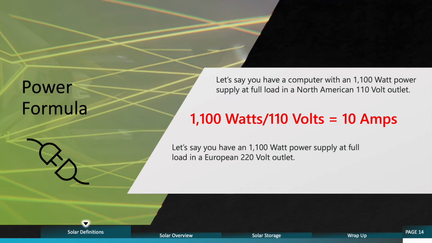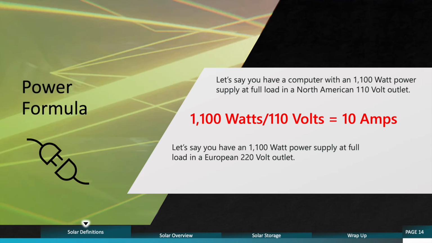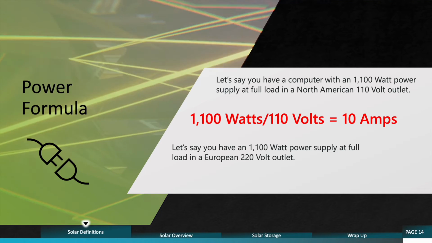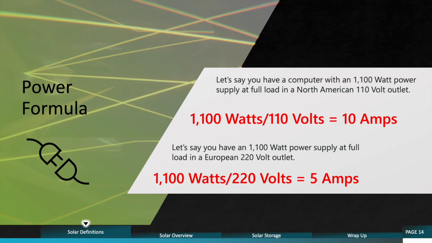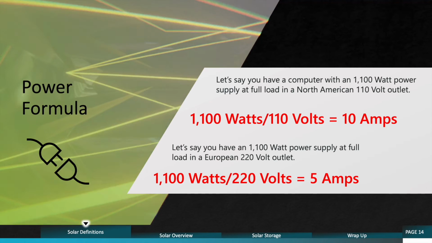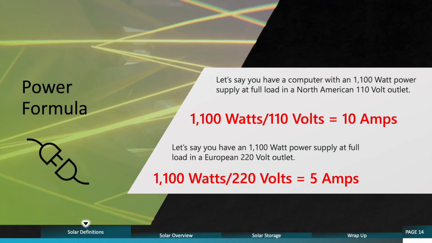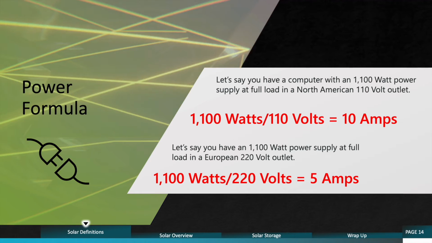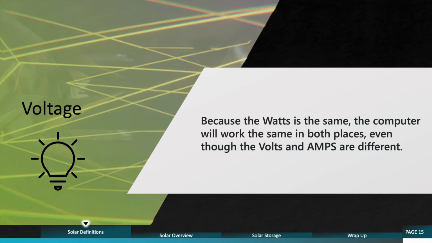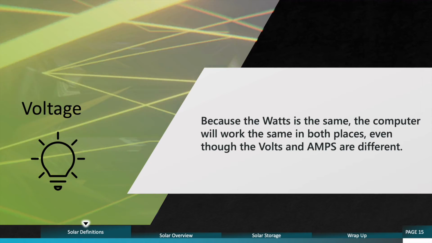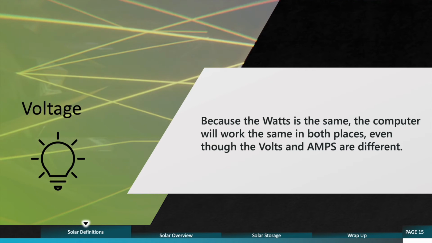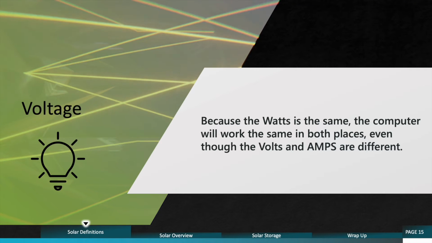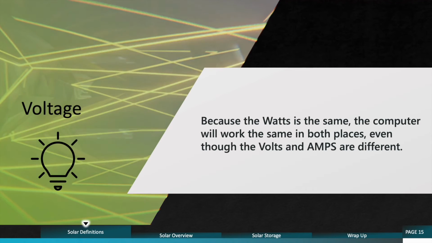Now, let's say we take that same computer, with the same wattage supply, but we're going to use a 220 volt outlet instead. Well, it's going to change slightly. Now we divide 1100 watts by 220 volts, which gives us 5 amps. Will the computer work? That's what we're trying to figure out here. In this case, the answer is yes, because the wattage is the same, the computer will work the same in both places, even though the volts and the amps are different. Because we need an 1100 watt supply in order to power that computer.